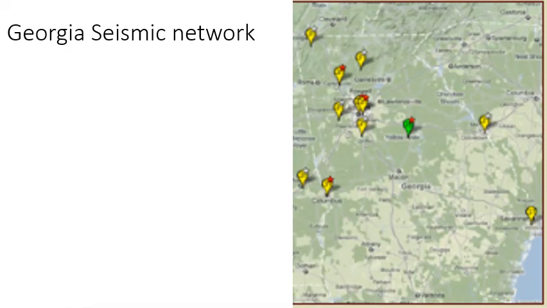Now, we have seismometers here in Georgia. We have seismometers all over the world. They all talk to each other, and they measure where the ground is shaking. Through Georgia Tech, they have seismometers located all over the state of Georgia, and if an earthquake happens in Georgia, they will detect the shaking of the ground.